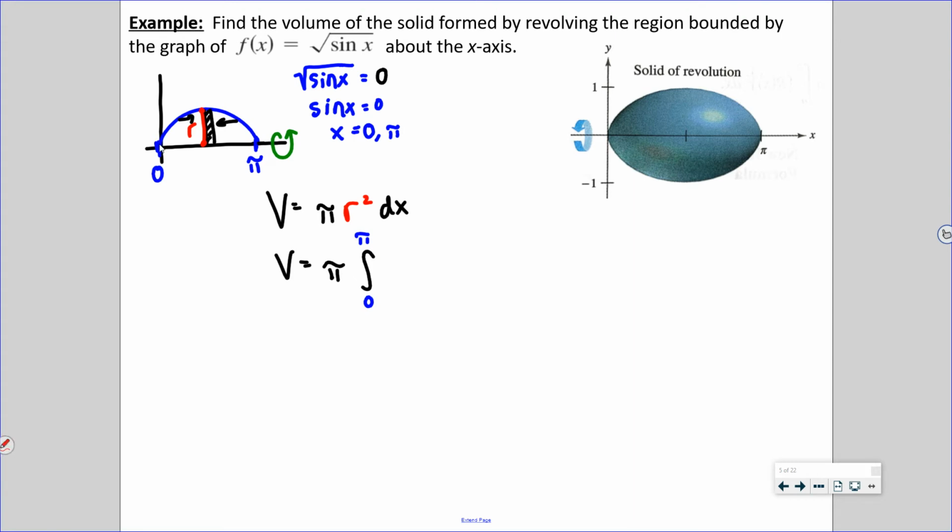For r squared, how you find the length of the radius is very similar to how you'd find the height of the rectangles when you're doing areas. In this case, I got to do top minus bottom. So it would be the square root of the sine of x minus 0. I'm not going to write in that minus 0 there. Then don't forget you have that squared, radius squared, and then dx. Okay, everybody good with that? Makes sense?